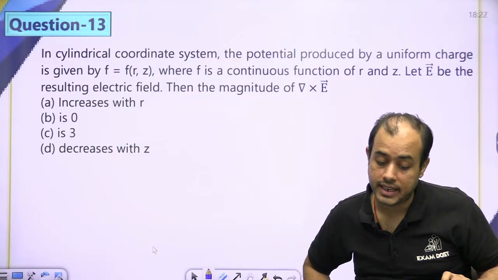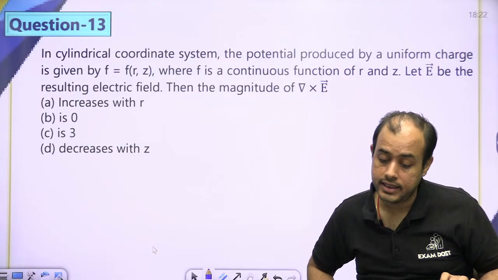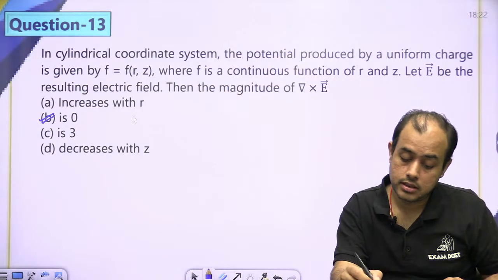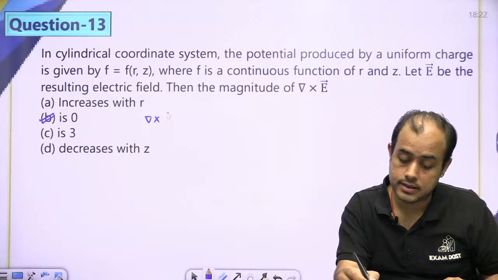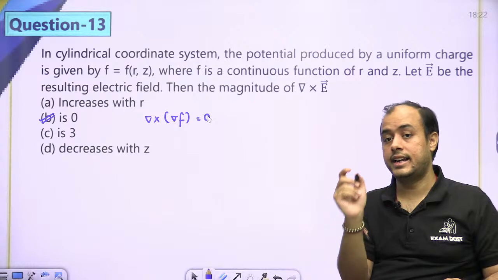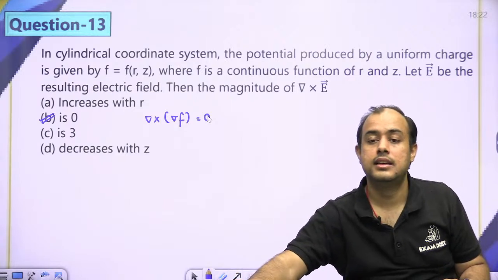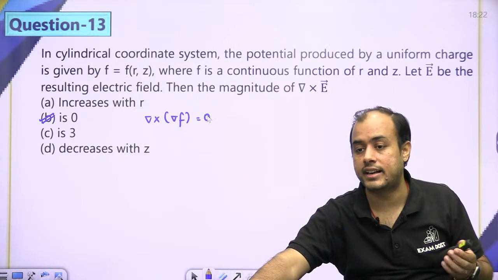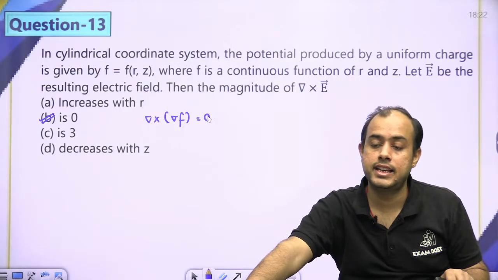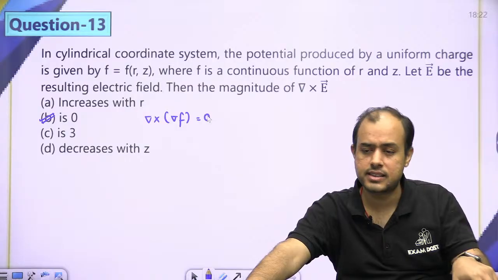Potential produced by a uniform line charge is given. E is then the magnitude of del cross E is 0 because it is del cross del V, right. Electric field is the gradient of potential, so curl of E will be 0. Electric field is conservative.